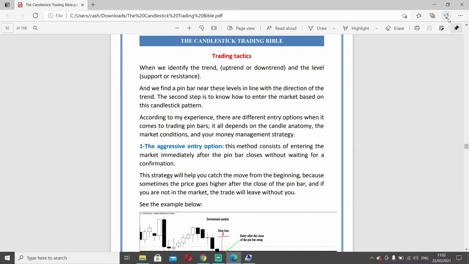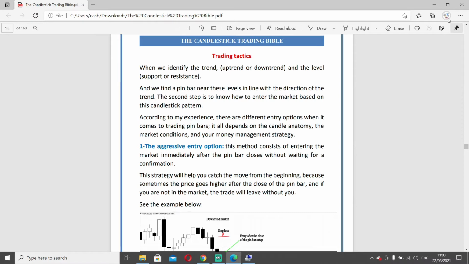It all depends on the candle anatomy, the market conditions, and your money management strategy. The aggressive entry option. This method consists of entering the market immediately after the pin bar closes without waiting for confirmation. This strategy will help you catch the move from the beginning, because sometimes the price goes higher after the close of the pin bar, and if you're not in the market, the trade will leave without you. Very risky, very aggressive, and it just depends on your trading style and how much risk you can hold and how much you can keep your composure.